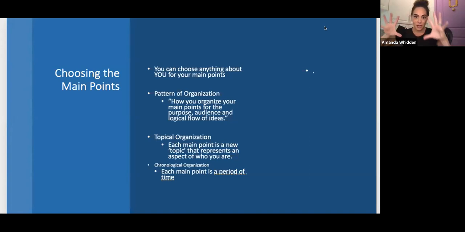Organizing our main points, there are different ways that we can choose to think about this organization. And again, everything that we're doing in this first lecture is going to be reviewed again and expanded upon in other parts of the semester, especially in terms of organizing these main points. But a fun way to think of this is your pattern of organization. So how am I going to organize these main points most effectively so that my audience can comprehend the topic?